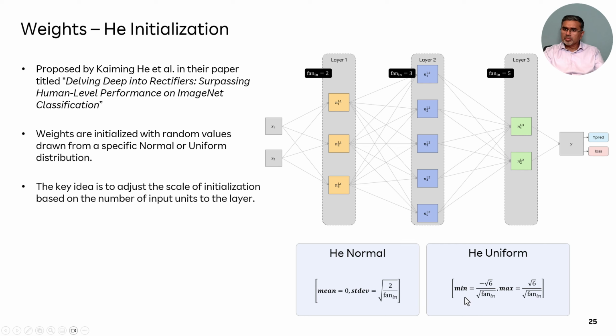The formulas are again defined here. If you're doing He uniform, it is between negative square root of 6 divided by square root of fan-in, and a max of positive square root of 6 divided by square root of fan-in. And if you're doing He normal, it is with a mean of 0 and a standard deviation of square root of 2 over fan-in. Why square root of 6, why fan-in? Again, you can study that offline. But the key observation here is that through empirical study, they found out that these values do well.